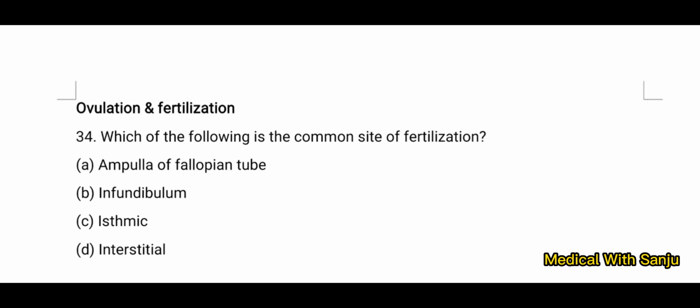Today about ovulation and fertilization. Question number 34. Which of the following is the common site of fertilization? Option A. Ampulla of fallopian tube. Option B. Infundibulum. Option C. Stomach. And option D. Interstitial.